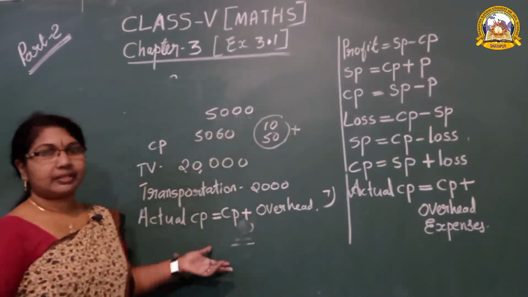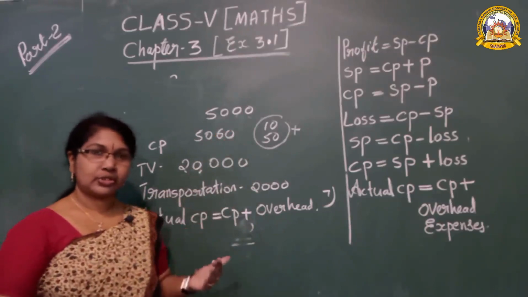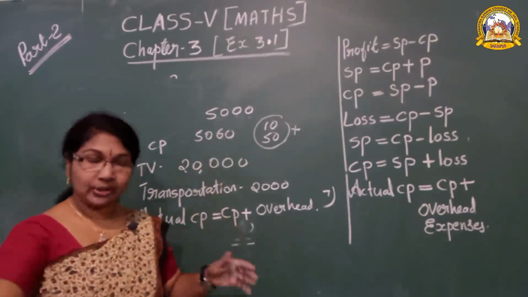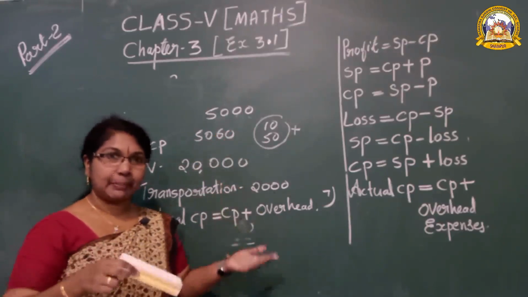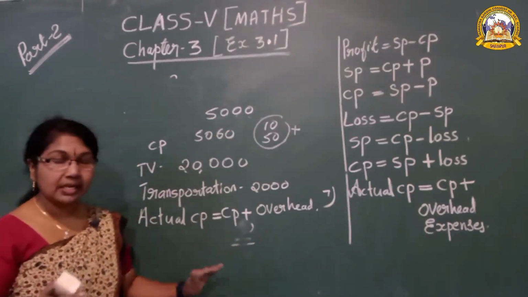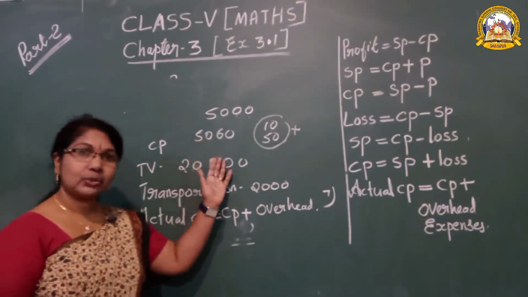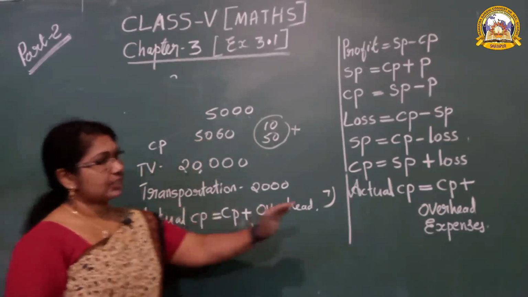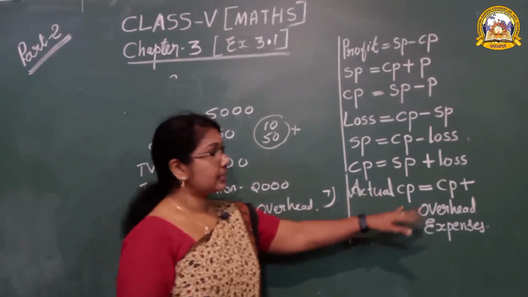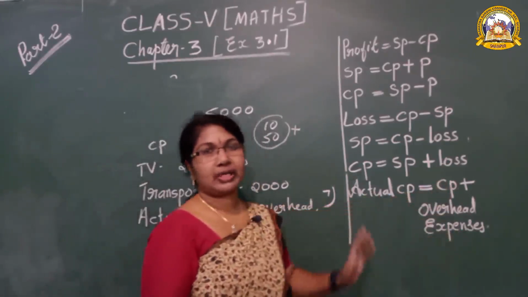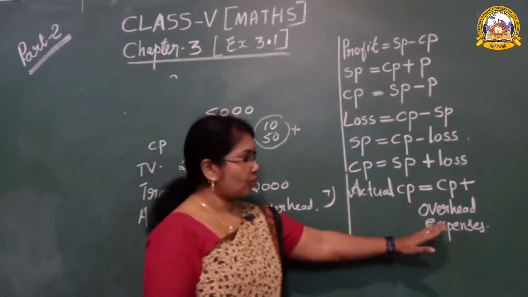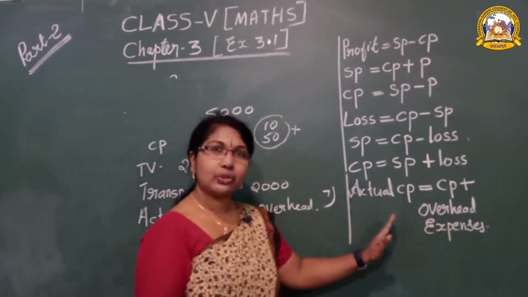5,060. Or if you bought an old house, then you painted, repaired, so all that extra amount you have to add to CP. So what is the formula? Actual cost price is CP plus overhead expenses. Always overhead expenses you have to add to CP.